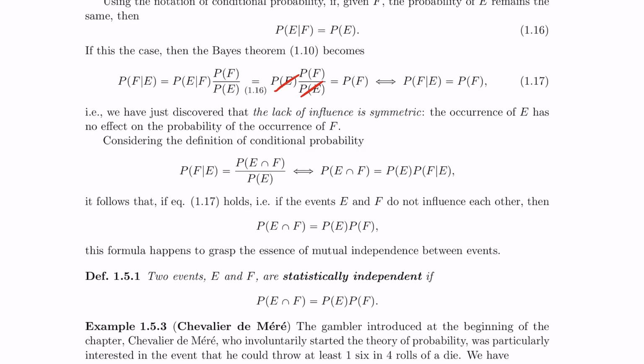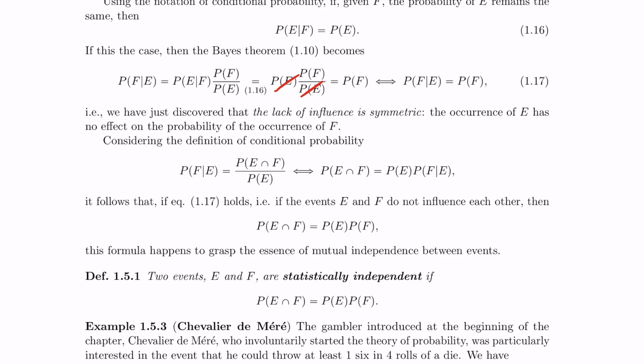Instead of expressing this fact with two equations, we can find just one single formula that captures the independence between events. We arrive at that formula using the definition of conditional probability. We can rearrange the conditional probability like this, and if the events E and F don't influence each other, that is, this formula holds, then we can rewrite this like this equation here. This is precisely the formula that captures the statistical independence between events E and F.